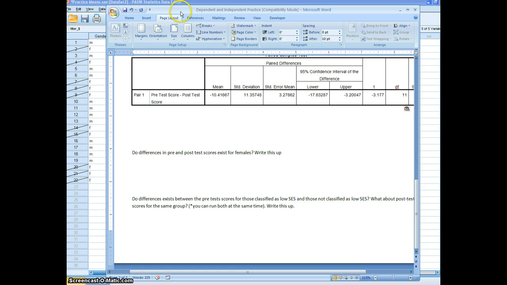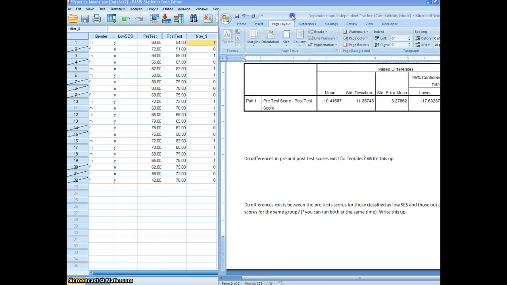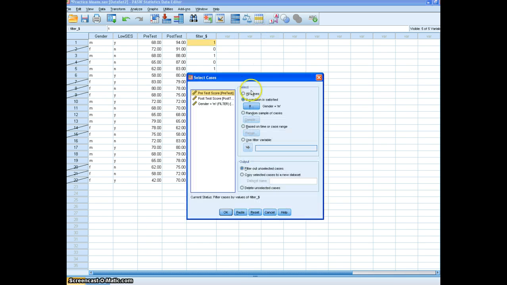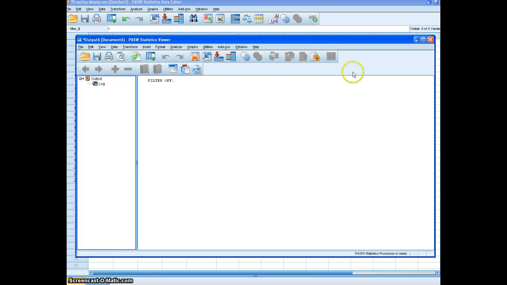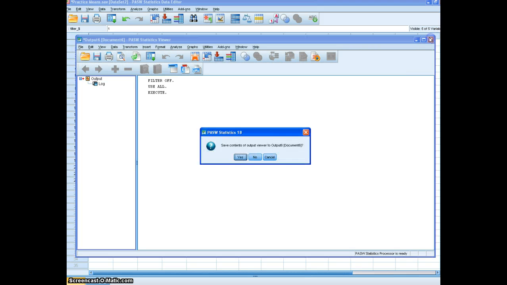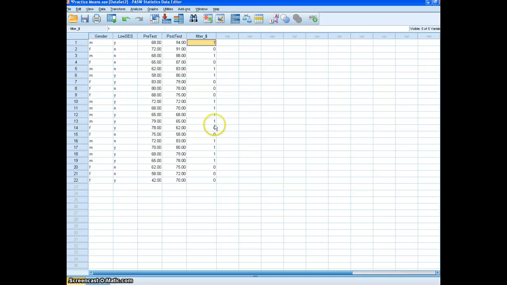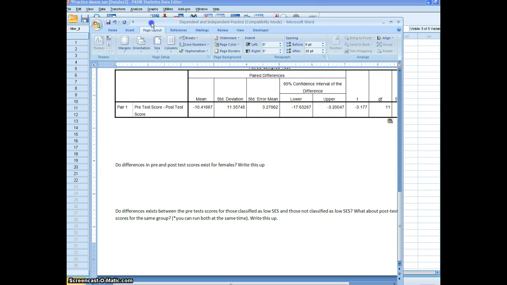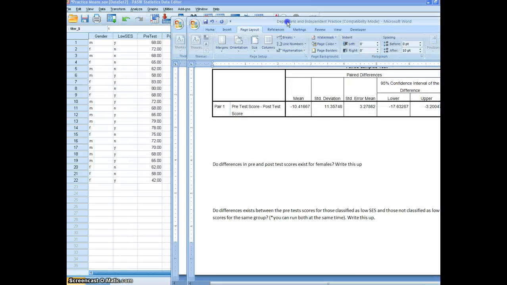Those are two independent groups. There's not a pair. We're not comparing a pre to a post. We're comparing two different groups on the same test. So the first thing that we have to do is reset that so we have all cases. Now, again, they said they want to know, is there a difference on their pretest scores between low SES and those not low SES?